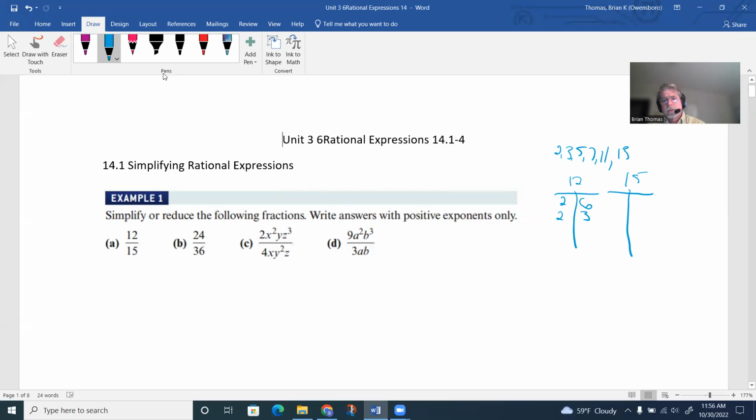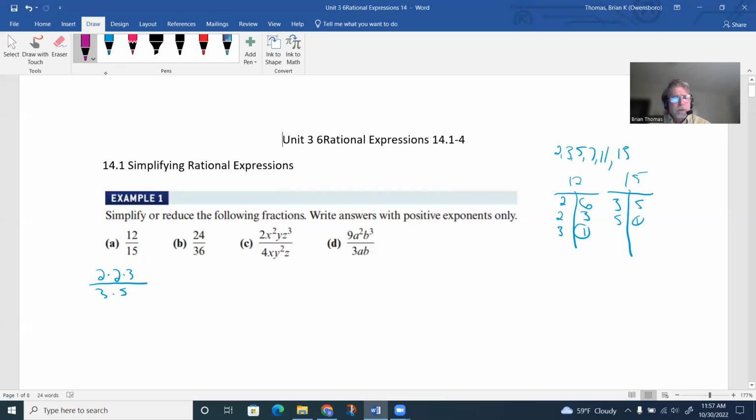But 2 won't go into 3, but the next prime number is 3. And 3 does go into 3 one time. So for 15, 2 doesn't go into 15, but we see that 3 does go into 15 5 times, and 5 does go into 5 one time. So remember, we can actually break this down into a prime factorization. There's that word factoring again, changing it back to a product of numbers. So 2 times 2 times 3 would be the numerator, and 3 times 5 would be the denominator.